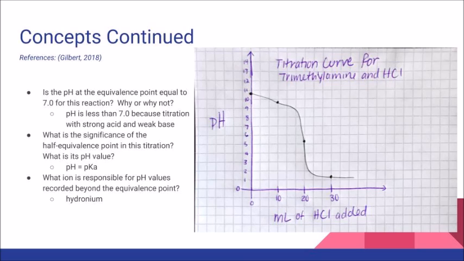The last distinct region on this graph is after the equivalence point. At this point, you need to use the opposite equation that we were using before, quote unquote. You have to flip it so that you have (CH3)3NH+ dissociating into trimethylamine and hydronium ions. After the equivalence point, the hydronium ions are primarily responsible for the pH level.